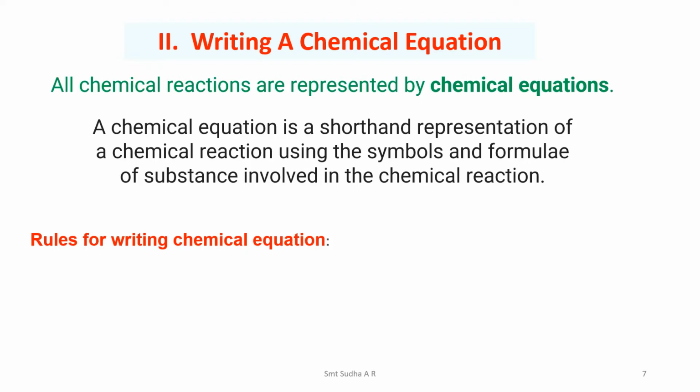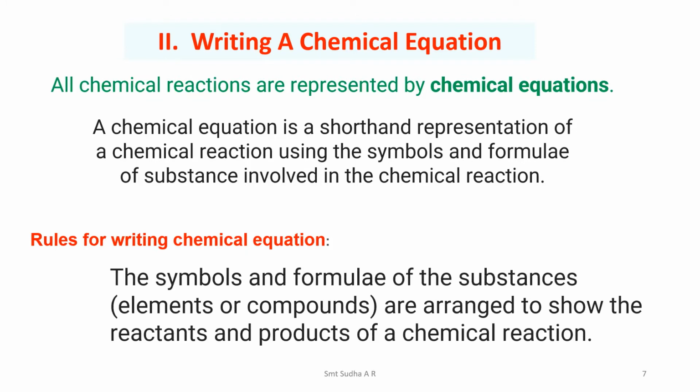While writing this equation, you have to follow some rules. Which rules do we have to follow? Let us see one by one. First, the symbols or formulas of the substances are arranged to show the reactants and the products of the chemical reaction.